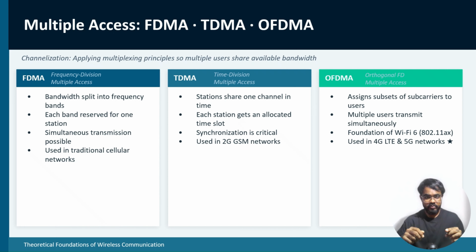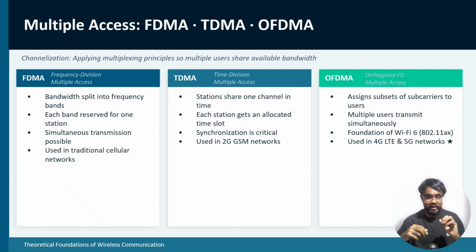First, FDMA, or frequency division multiple access. The available bandwidth is divided into frequency bands, and each band is reserved for a specific station to send its data. Second, TDMA, or time division multiple access. Here, the stations share the bandwidth of the channel in time. Each station is allocated a specific time slot during which it's permitted to transmit its data. Synchronization is critical here so that the stations know exactly when their slot begins.